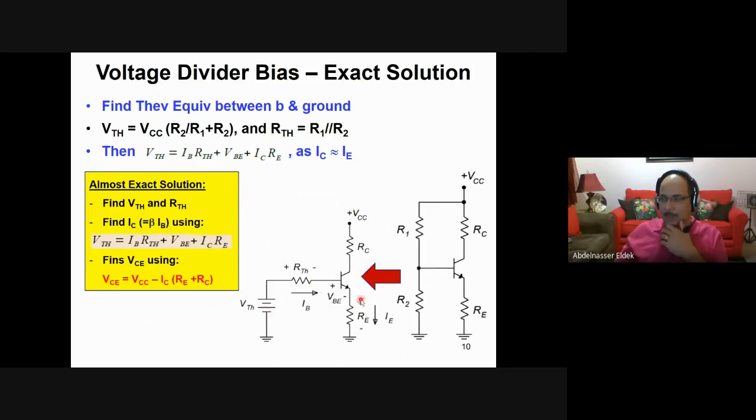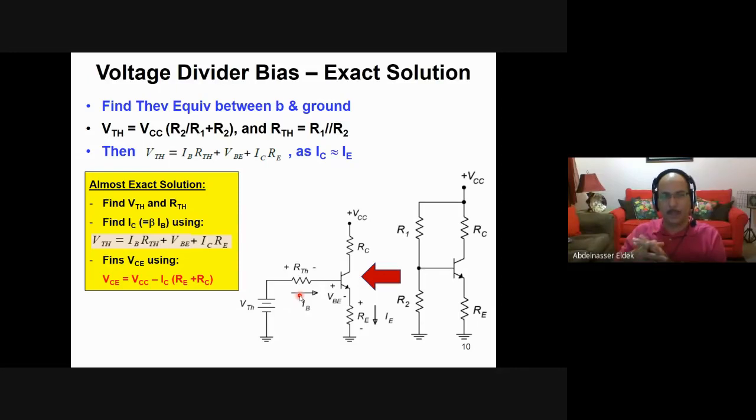Now when you look at this circuit, and if I want to calculate IC, how do I calculate IC? I have to use this loop. This voltage is dropped over R Thevenin, then VBE, and this resistor. So we have three parts here. So V Thevenin equals what? It equals this current times R Thevenin, which is IB times R Thevenin, plus VBE plus RE times the current here. The current here is approximately IC. Okay, so we have IC and IB in this equation.